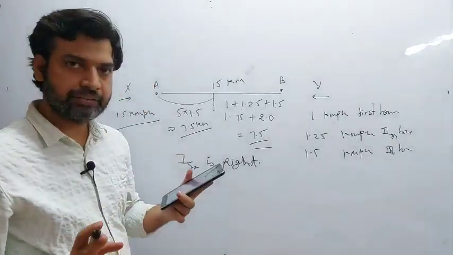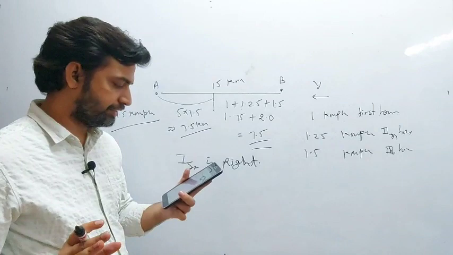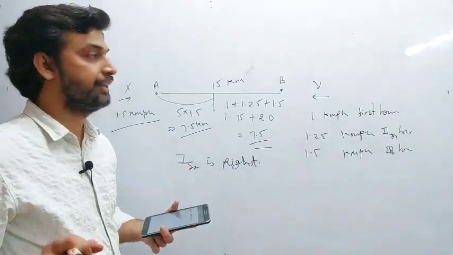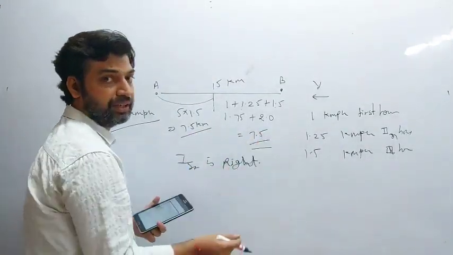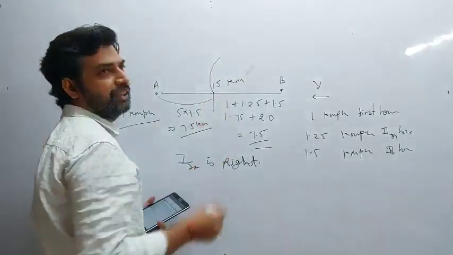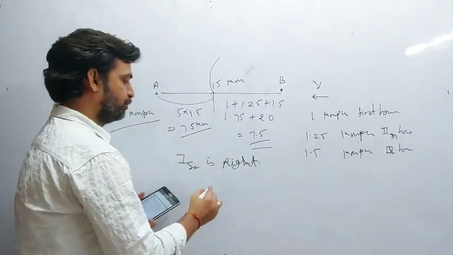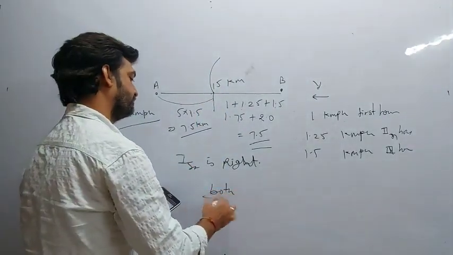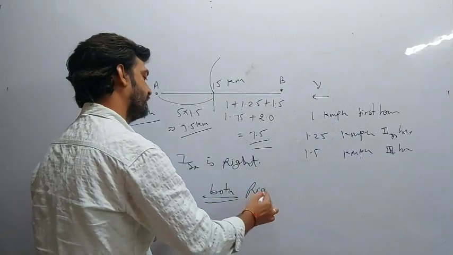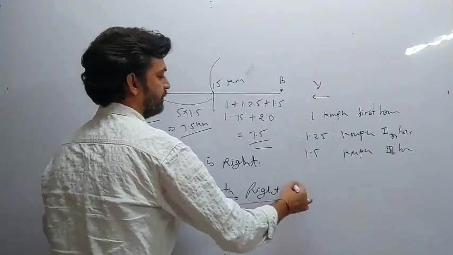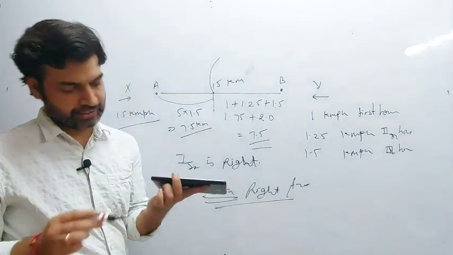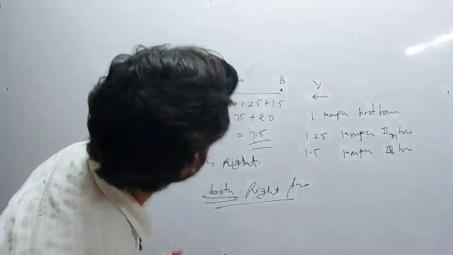Now coming to the second. According to this, the first one is right. And the second says that they meet midway between A and B. Obviously 7.5, 7.5, so this point is the midway. So the second is also right. So both are right is your answer. Both right. Clear? Coming to the next question.